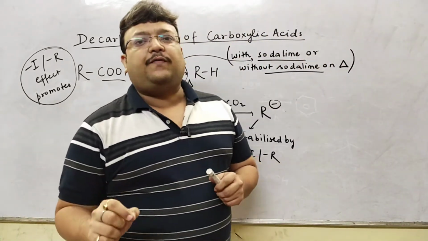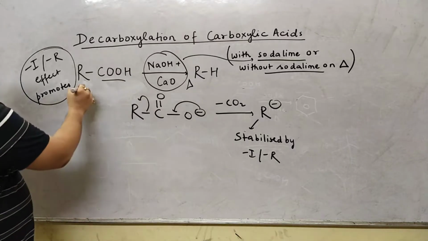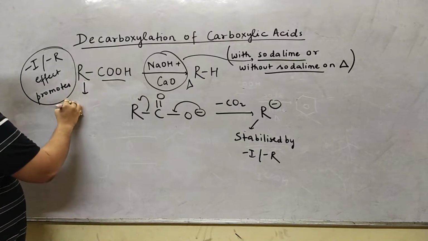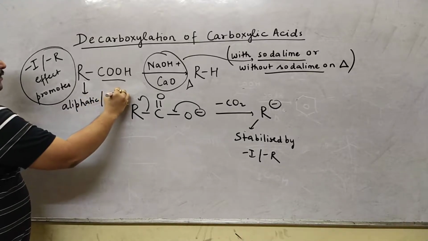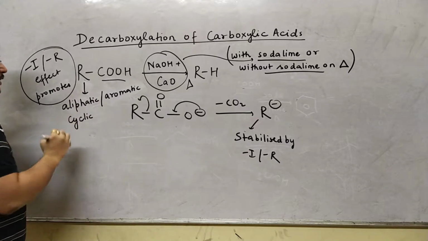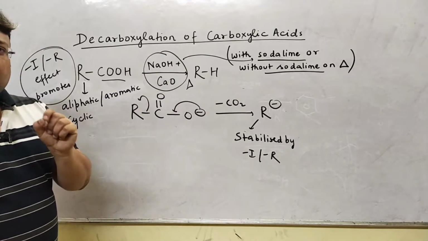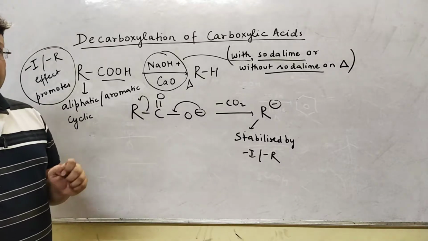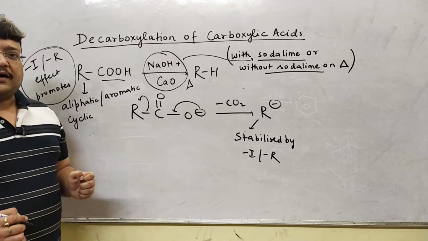Now this will be true for aliphatic acids, aromatic acids, cyclic compounds. So this R could be aliphatic or aromatic or cyclic. Any carboxylic acid when heated with soda lime will give you a product with one carbon less. It's a step down process. It will be used in conversions as well to decrease the number of carbon atoms in a compound.